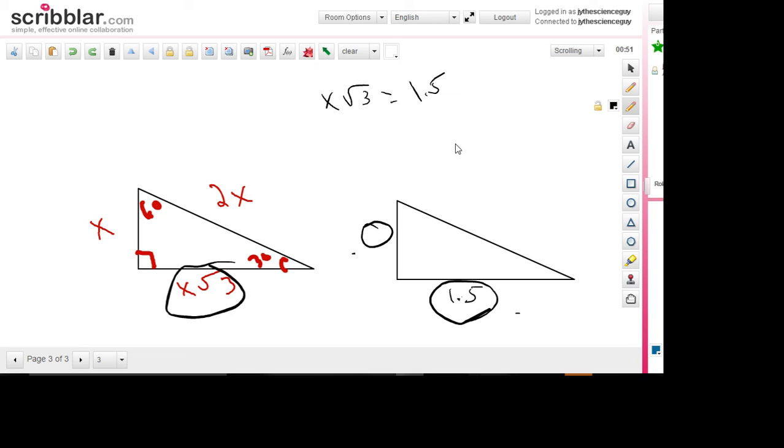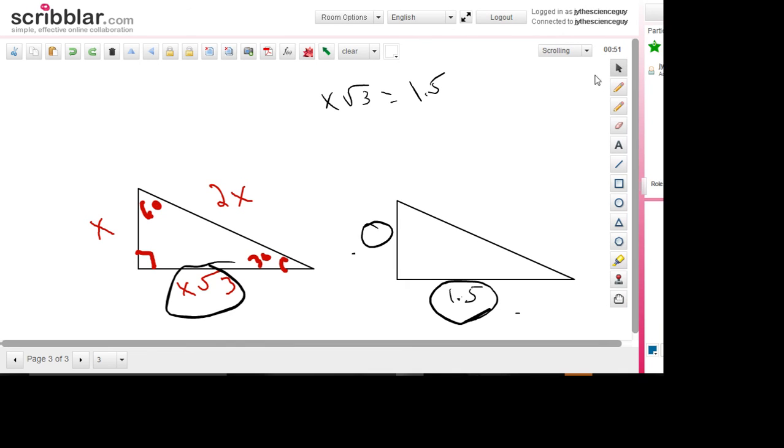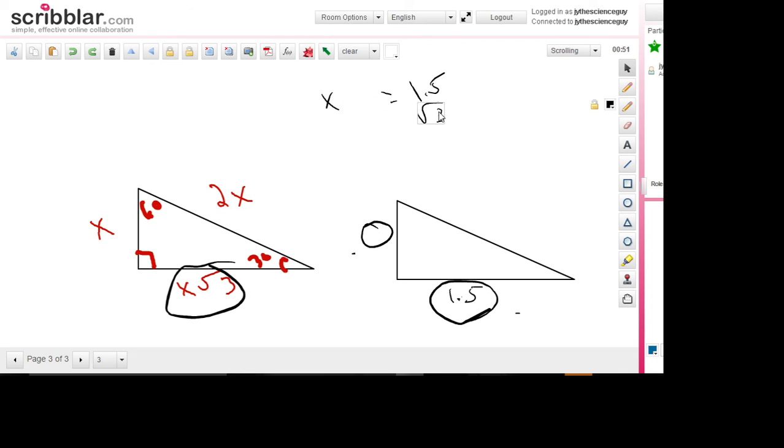How do I solve for x? Nope. I just divide this here. Oh, okay. It's coming back to me. Now how do I get rid of the square root? What do I have to do? You multiply the top and bottom by the square root of 3. Okay. So that square root goes away down there, so it's 3 down here. That's 1.5 root 3. Does that divide into that?